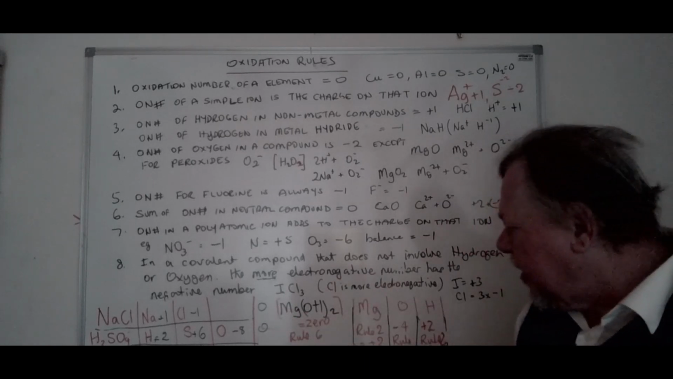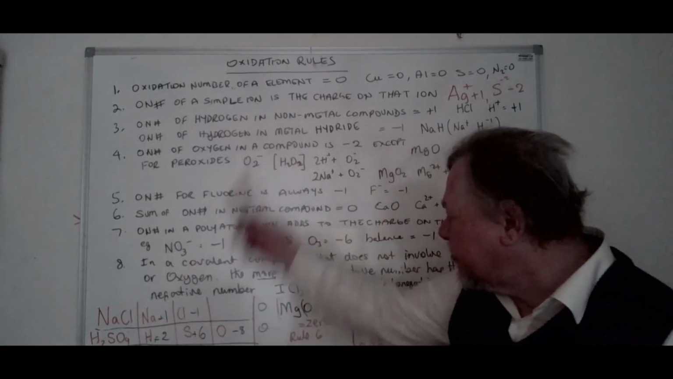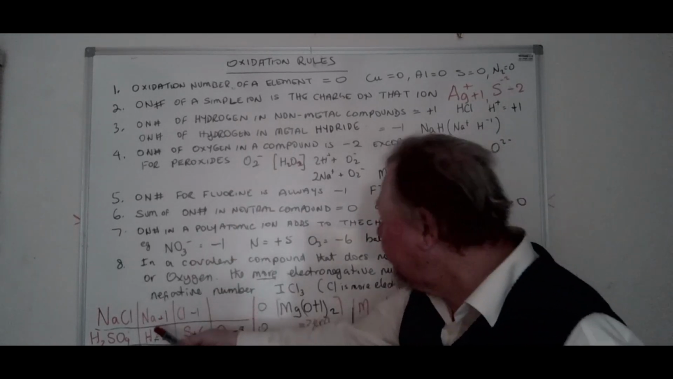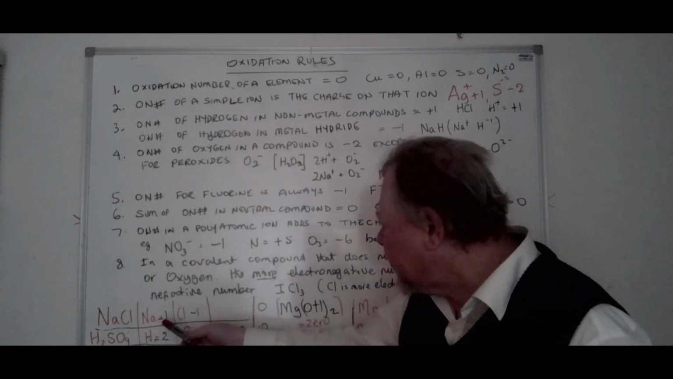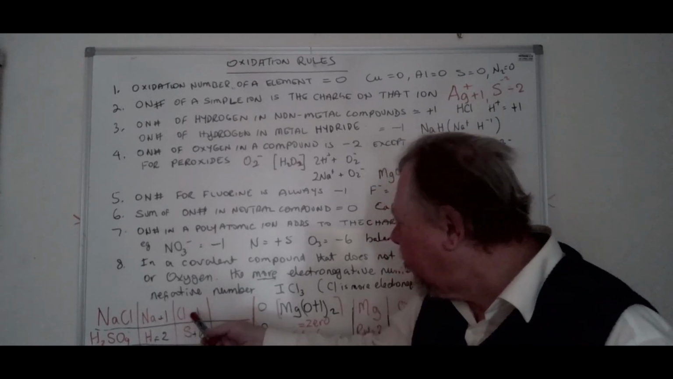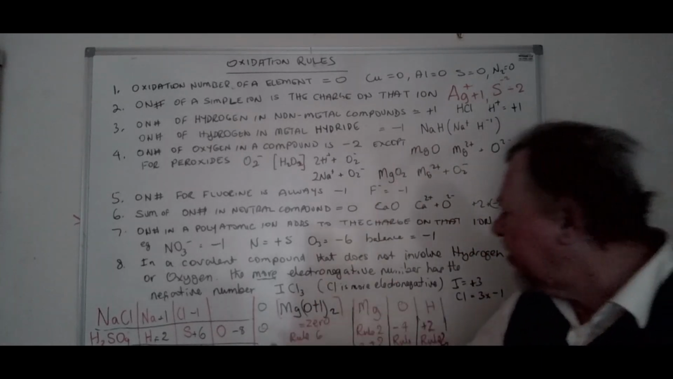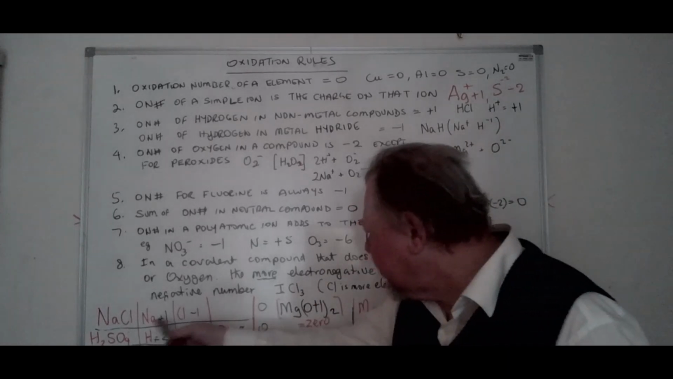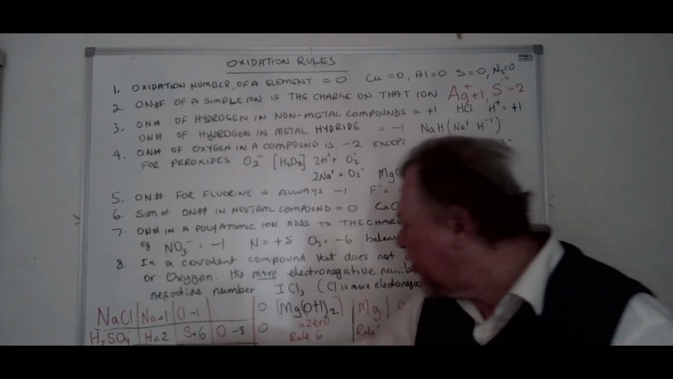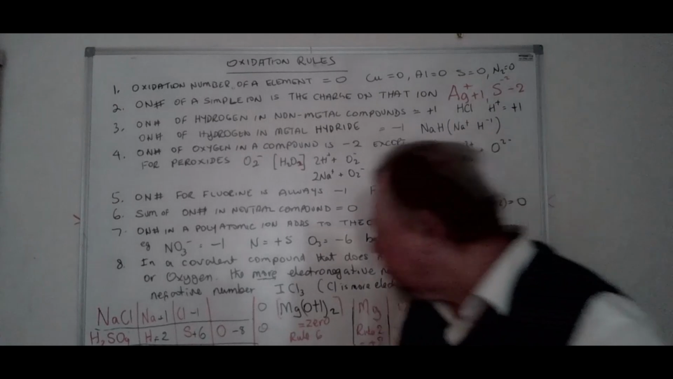Okay, so we can see that sodium, obeying that rule number 2, has an oxidation number of +1, and chlorine has an oxidation number of -1, so it is also obeying that rule. So the sodium is +1, the oxidation number of chlorine is -1. Let's have a look at sulfuric acid.